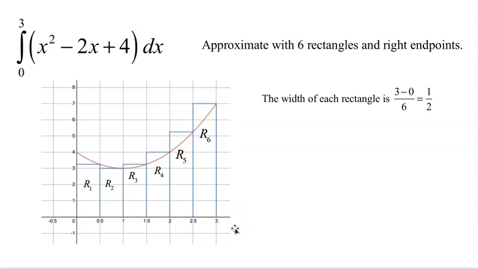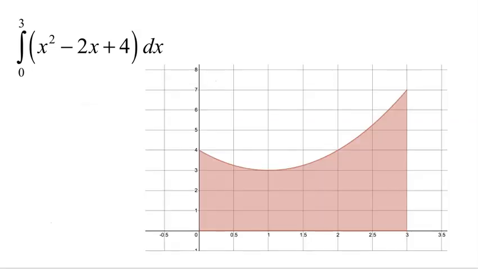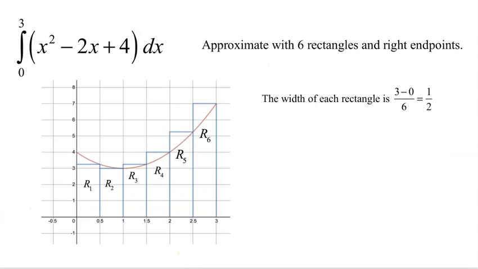So if I add the areas of those 6 rectangles, that should give me an approximation for this area here. Now it's not going to be a very good approximation. You can see we overshoot here. We undershoot here. It appears to me as if our approximation will be a little bit too large, but at least it'll give us an idea approximately what that area is going to be.